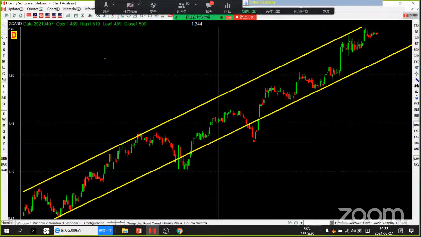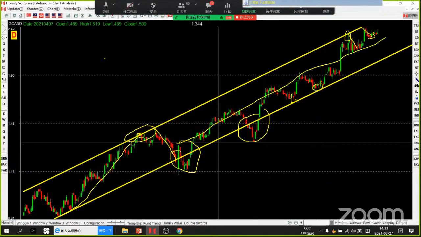The lower channel line is support. Whenever the share moves near the lower channel line, you will see the lower channel line give support to the stock. And the upper channel line is resistance. Whenever the share moves near the upper channel line, it is resistance and presses down the stock. Here again, when it is close to the upper channel line, the share has some correction. But overall, we know the direction is upward, uptrend.